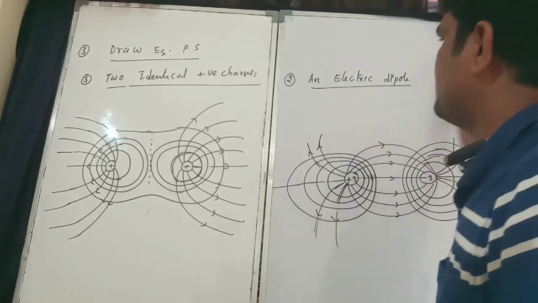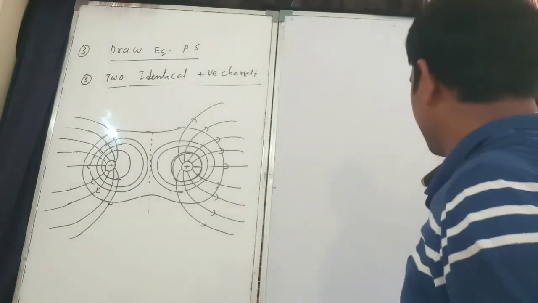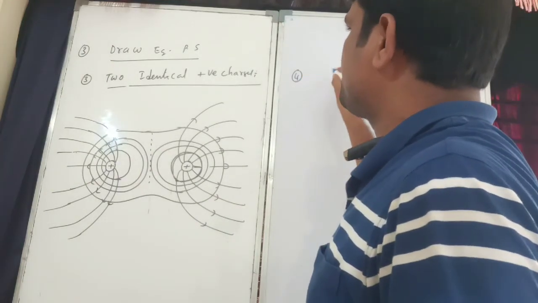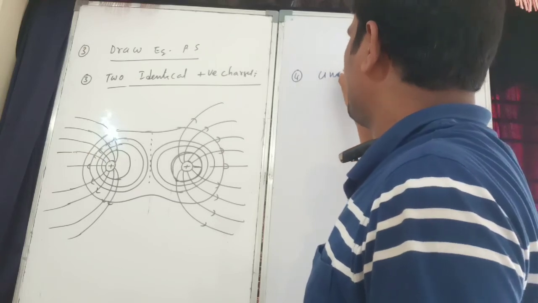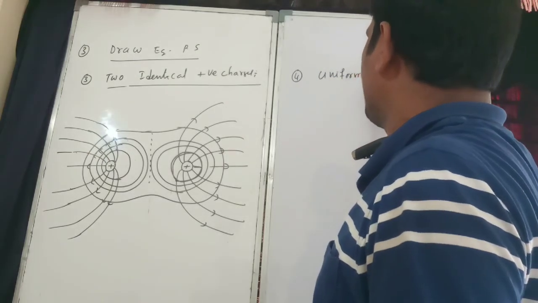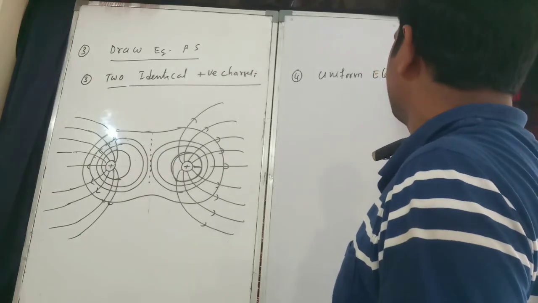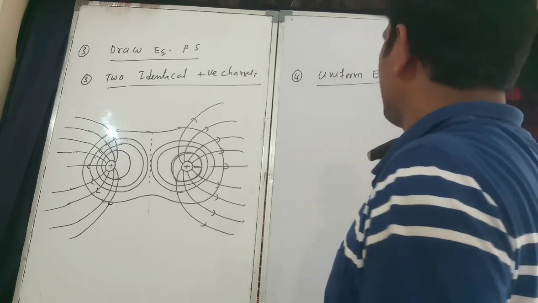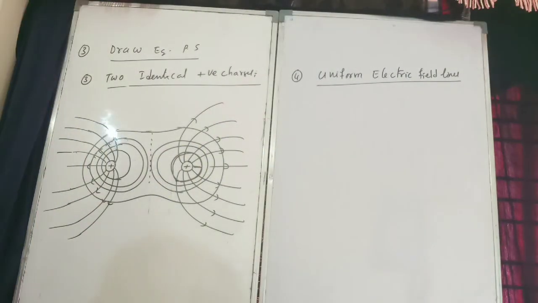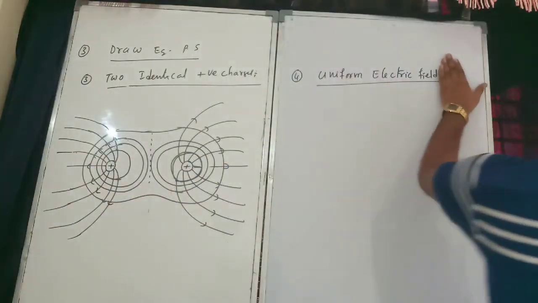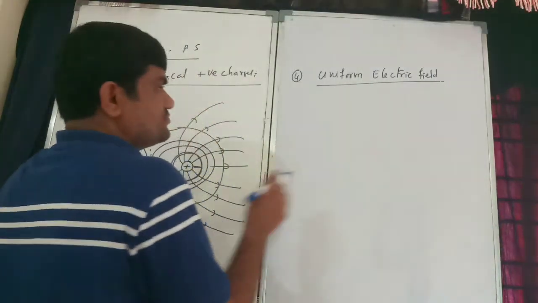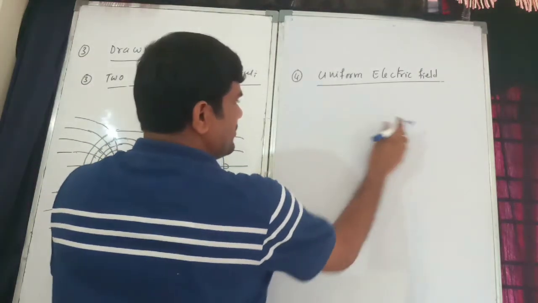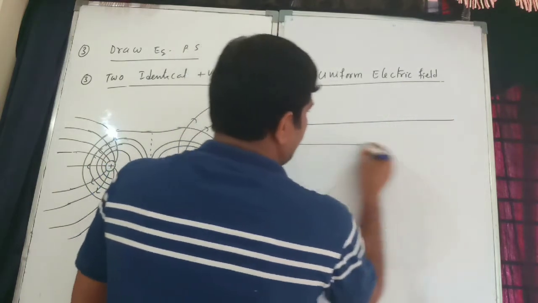Okay, the last and final diagram, the fourth one: uniform electric field lines. So now we will consider uniform field lines.